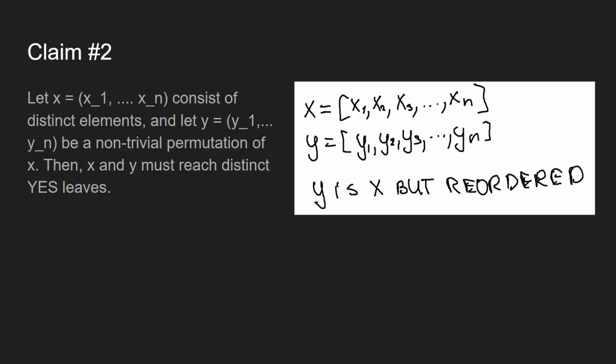Claim number 2, formally: let x be x1 through xn consisting of distinct elements, and let y be y1 through yn, a non-trivial permutation of x. Then x and y must reach distinct yes leaves. A non-trivial permutation of x just means that y is not an exact copy of x, so at least two elements have swapped places when we went from x to y. And reaching distinct yes leaves means that each permutation of x lies in its own region.